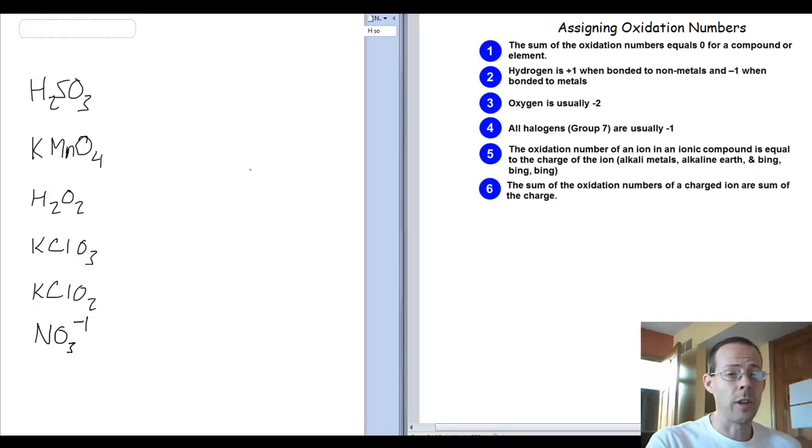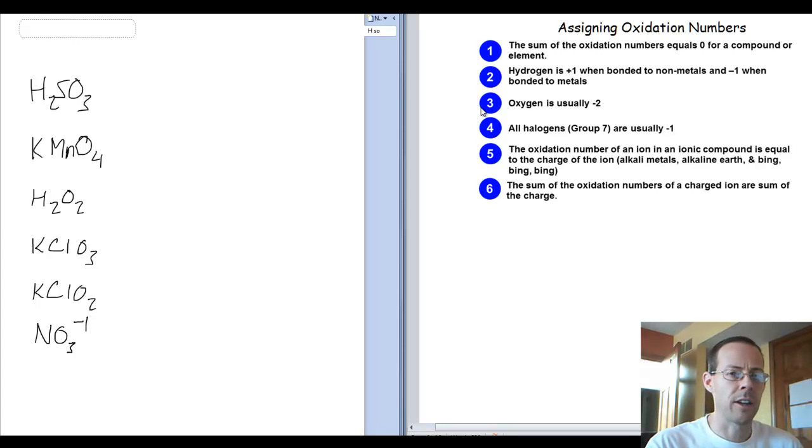Okay, class, this podcast has to do with assigning oxidation numbers. So you can just kind of see the title over here. Essentially all we're doing is wanting to assign the oxidation state to compounds, or to elements in a compound. There are 6 rules here. They're printed on your goldenrod sheet. You don't have to memorize them, just be familiar with them.